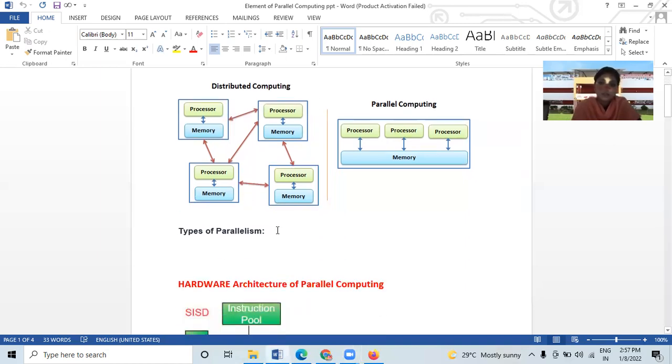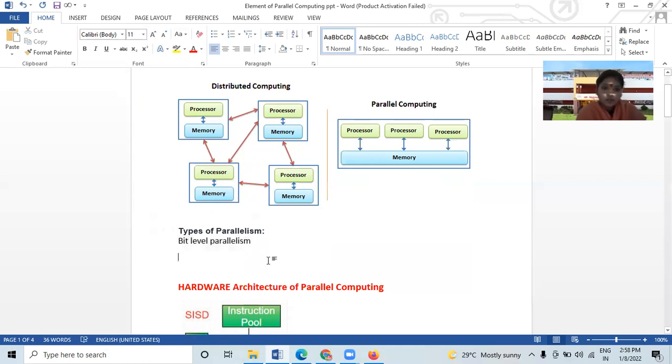Let's discuss the first type, which is bit level parallelism. Okay, so this is the first type of parallel computing. It's bit level.